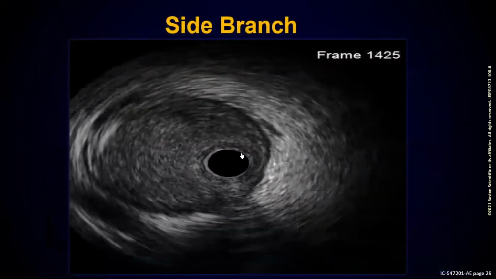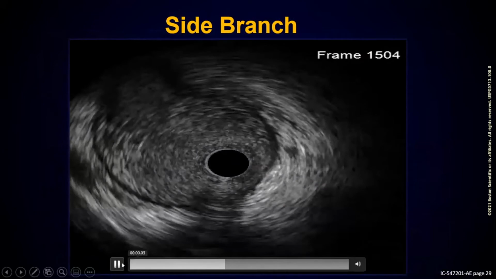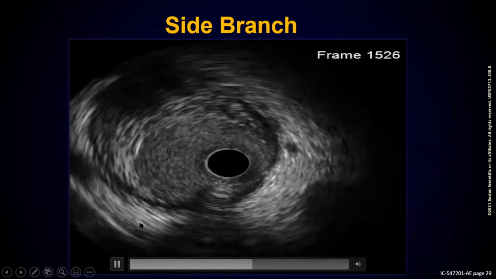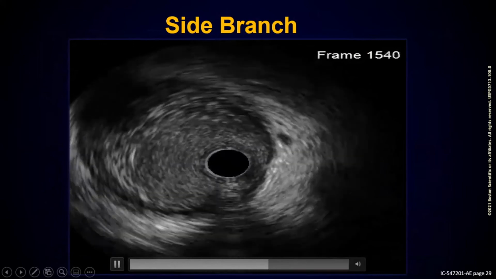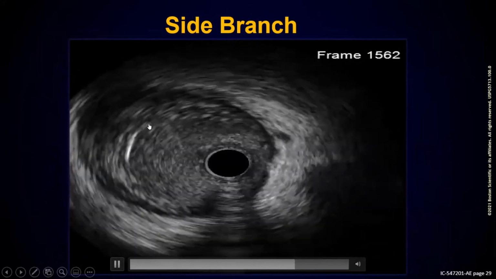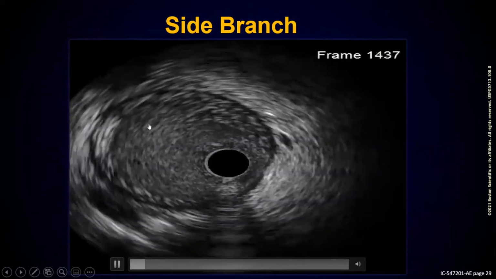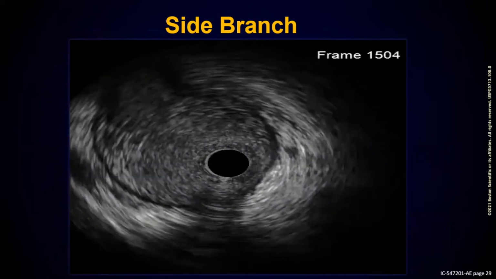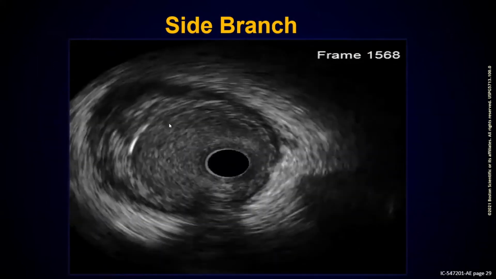And this is just an example of a side branch. Here we go. The side branch comes and joins. This is again a very clear demonstration with the mechanical intravascular ultrasound system.